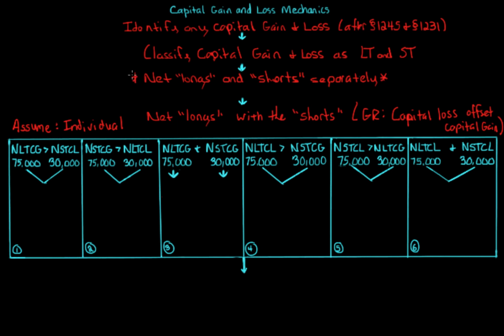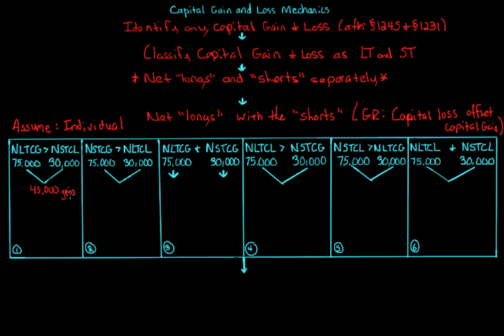We net the independent categories, the longs and the shorts separately. But we eventually get to net all longs with shorts. And that's what we get to do here. So we net these 2 numbers. We have a gain of $75,000, a loss of $30,000. That means we have a $45,000 gain when we net those numbers, because the gain is greater than the loss. And the difference is $45,000. See how we did that?